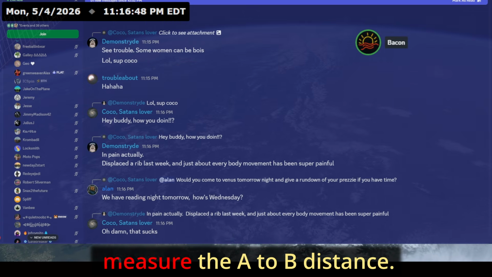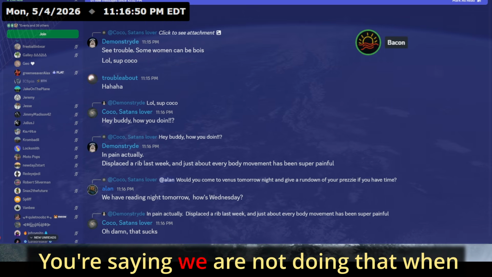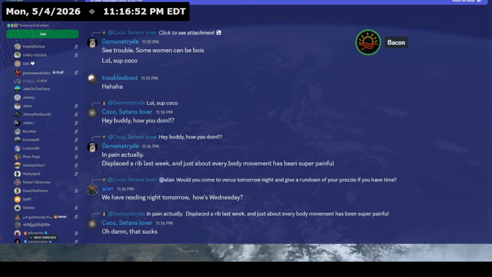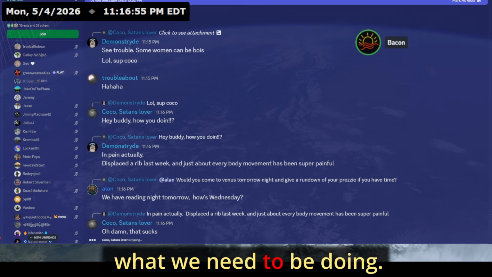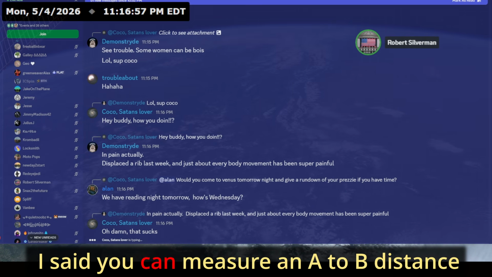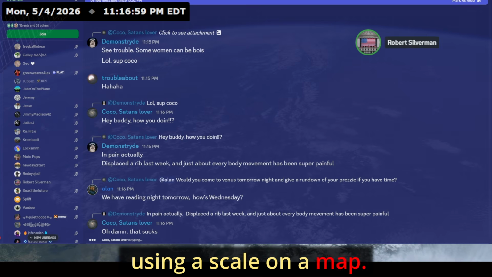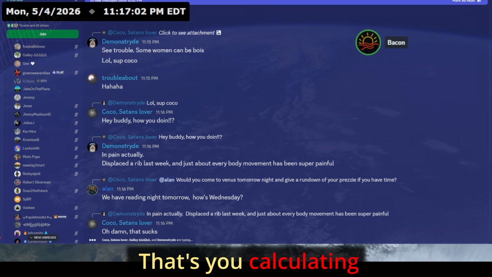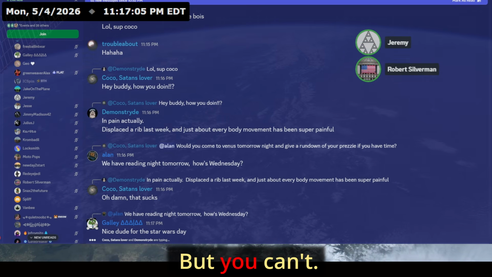Yeah, he's saying we need to measure the AB distance. You're saying we are not doing that when we're planning a trip. Okay, then we're not doing what we need to be doing. That's what he's saying. I said you can measure an A to B distance using a scale on a map. But that's not measuring. That's you calculating, assuming the map is accurate. But you can.